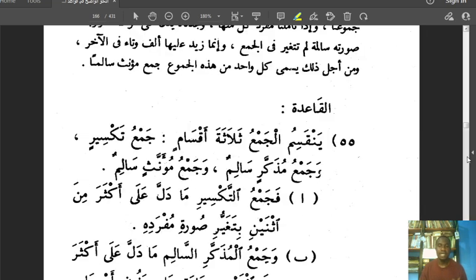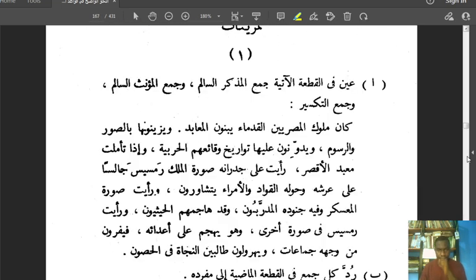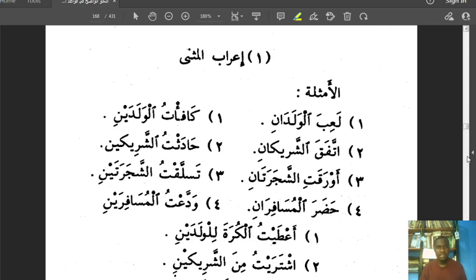So we are now coming to look at the i'rab of the muthanna. We've seen the classifications completely. Singular is just singular. Dual is also just dual. It doesn't have sound feminine dual or sound masculine dual. We don't have that in dual. We don't have broken dual. So dual is also one, just like mufrad.